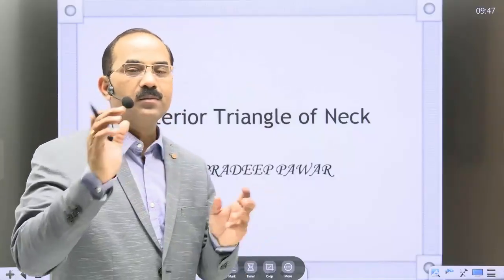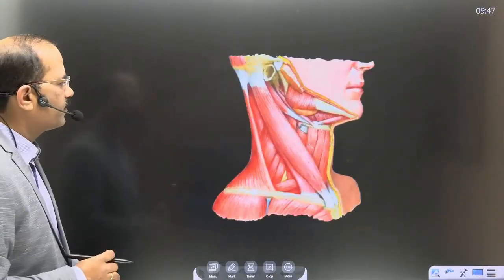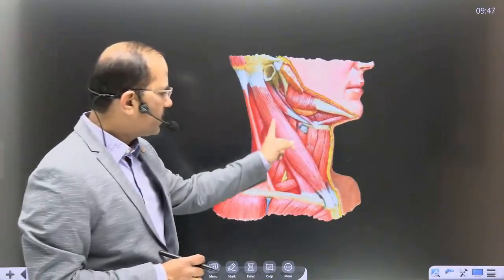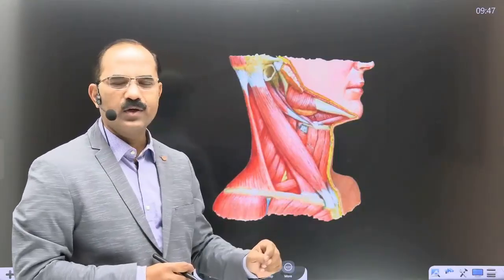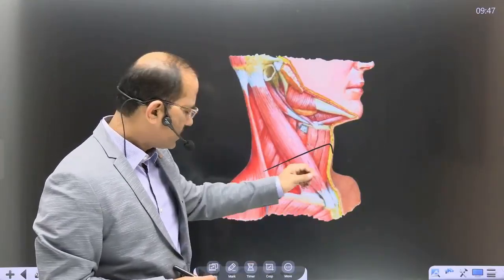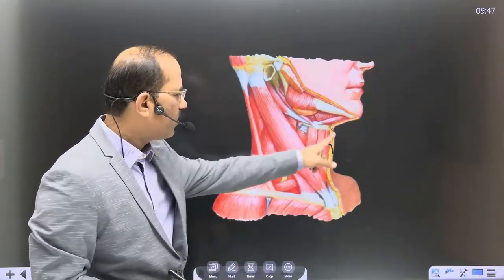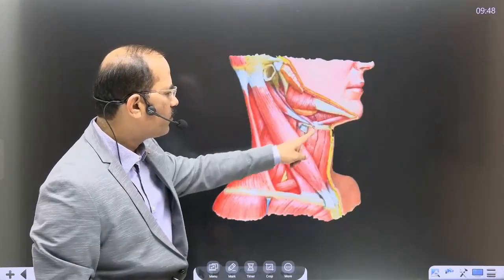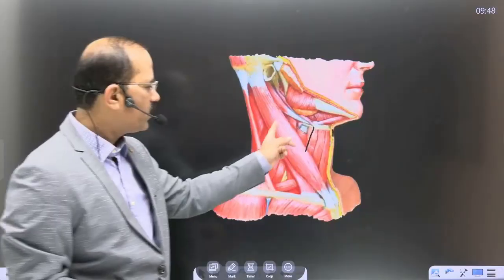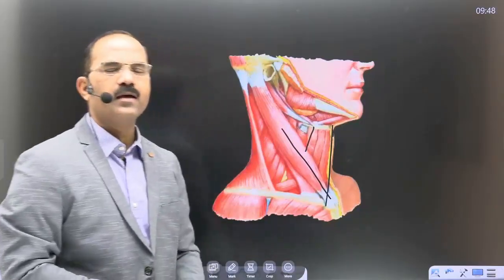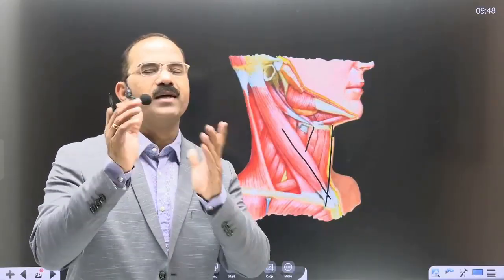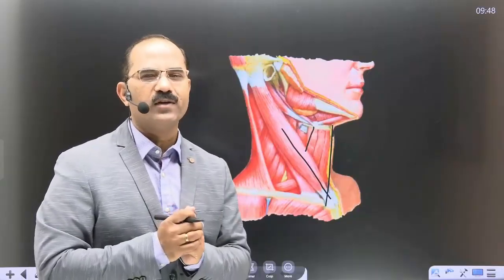Let us start with the muscular triangle. Have a look at this slide. What are the boundaries of the muscular triangle? What's this behind? That's the sternocleidomastoid. What's this in front? That's the midline of the neck. And what is this? That's the superior belly of omohyoid. So superior belly of omohyoid, sternocleidomastoid, and the midline of the neck. These muscles are going to form what? The muscular triangle. These are going to form the boundaries of the muscular triangle of the neck.